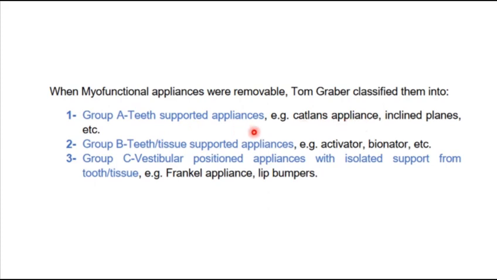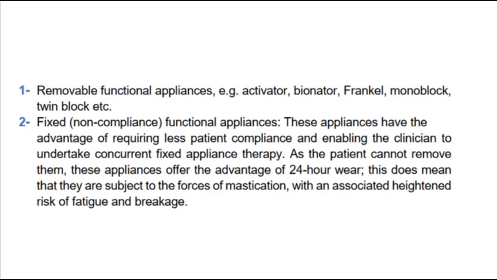Group A are teeth supported appliances such as Catlan appliances, inclined planes, etc. Group B are teeth/tissue supported appliances such as activator, bionator, etc. Group C is vestibular position appliances. So technically, they do not use tooth support but use the whole vestibule as a support. For example, Frankel appliances and lip bumper, which work on the principle of force application or elimination.